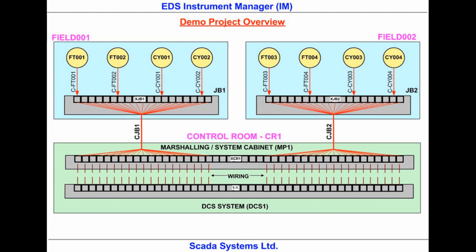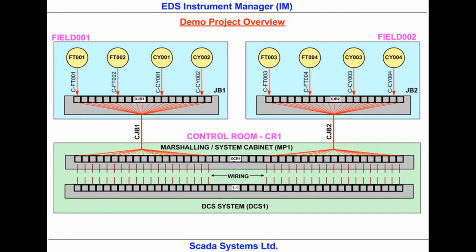From this diagram, you will see that I have 8 instruments, 4 flow transmitters and 4 conductivity sensors in 2 different areas, Field 1 and Field 2. In each area I will have a junction box, JB1 and JB2. These junction boxes will contain terminal strips, XJB1 and XJB2. The instruments connect to these JBs.